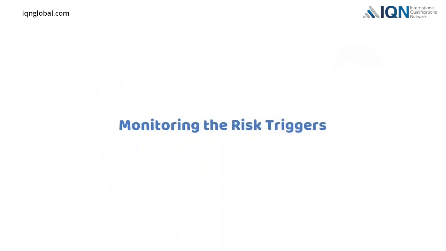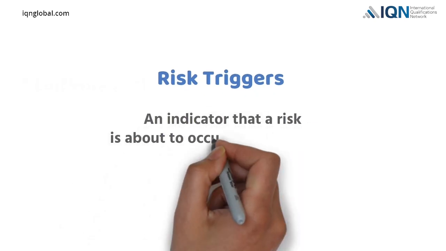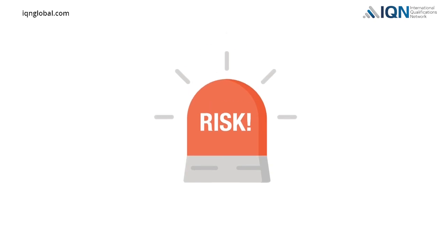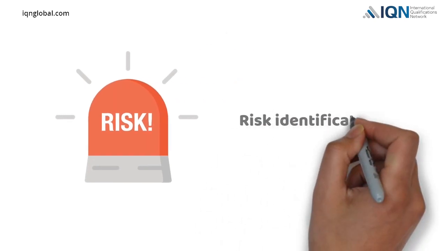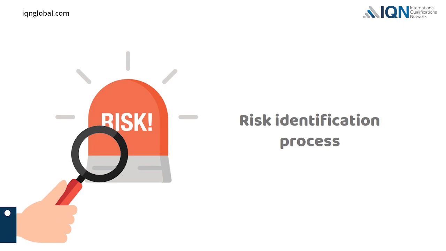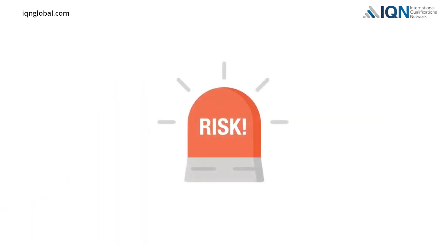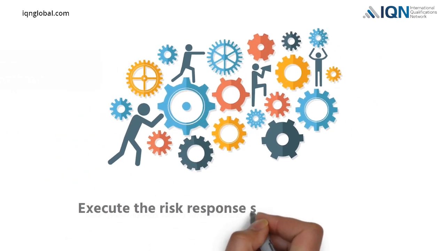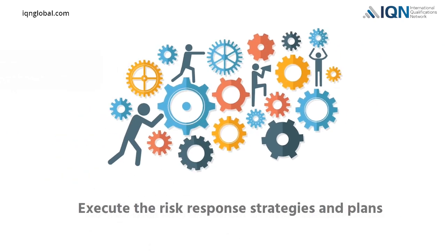Monitoring the risk triggers. A risk trigger is an indication that a risk is about to occur or has occurred. Risk triggers may be discovered during the risk identification process and monitored as the project is executed. Triggers help to recognize indications that a risk event is imminent. Once the risk trigger occurs, the project team needs to execute the risk response strategies and plans.